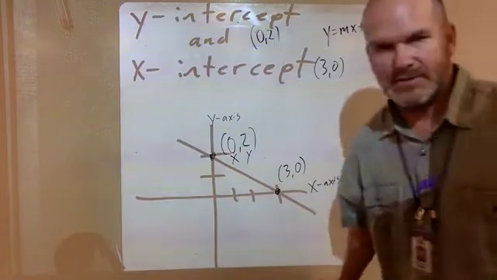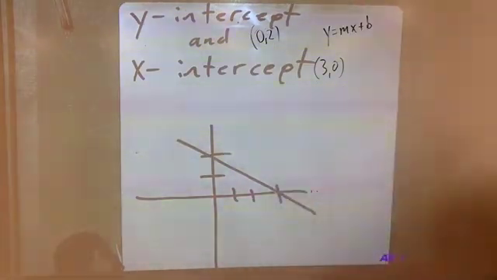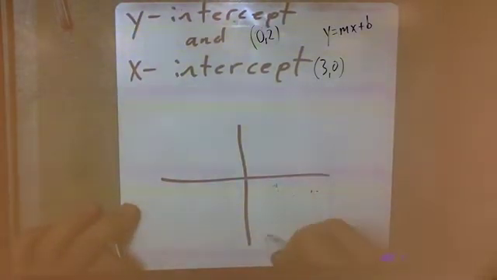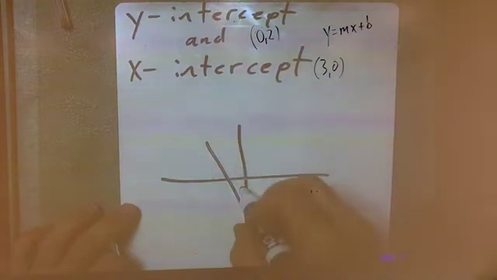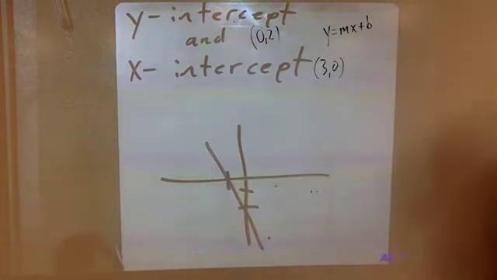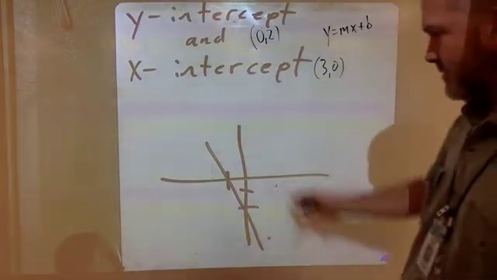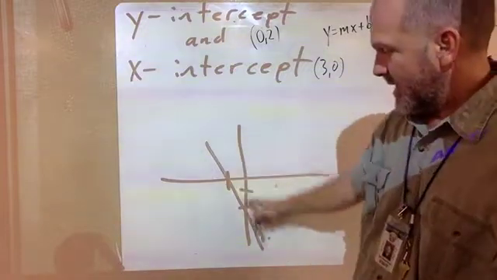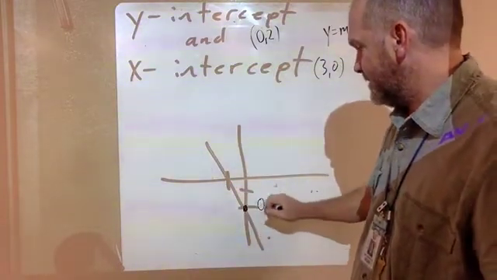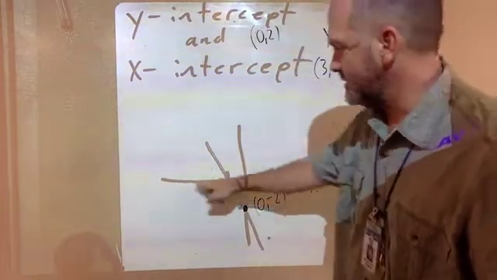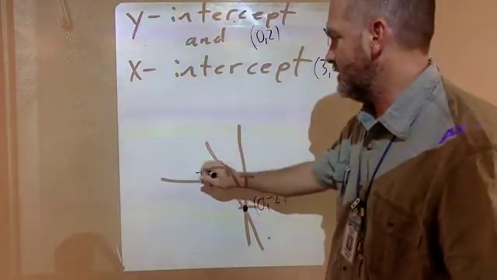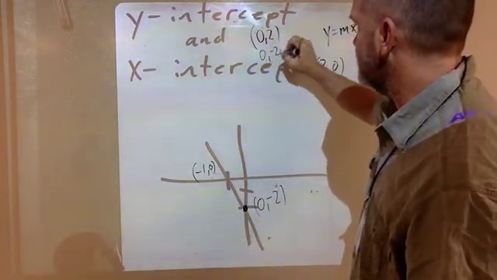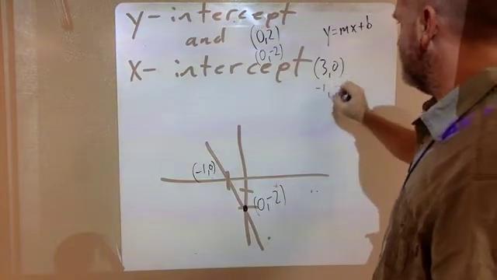Let me show you another example. Say the graph looks like this. We'll call this 2 and that 1. In this case, the y-axis is going up and down. That's always going to be how it is. And the line crosses right here at (0, -2). It crosses the x-axis over here at (-1, 0). So in this example, our y-intercept was (0, -2), and our x-intercept was (-1, 0).